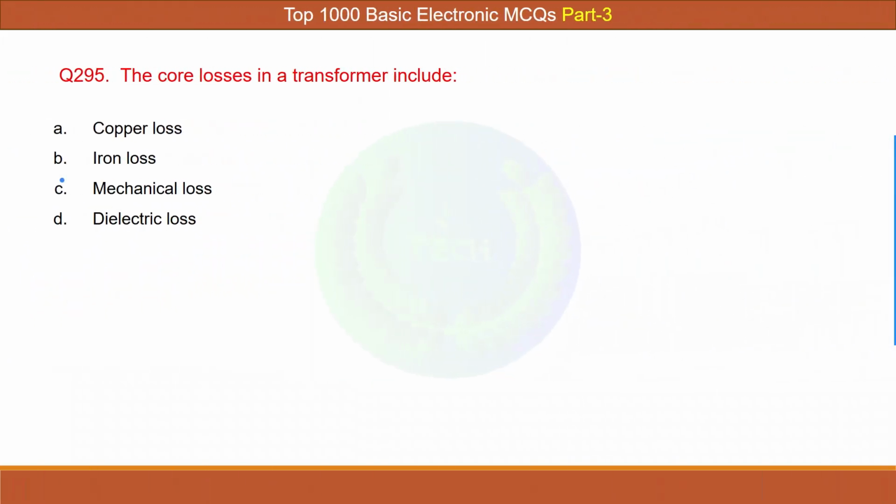Next question, question number 295. The core losses in a transformer include option A copper loss, option B iron loss, option C mechanical loss, option D dielectric loss. The answer is option B, iron loss.